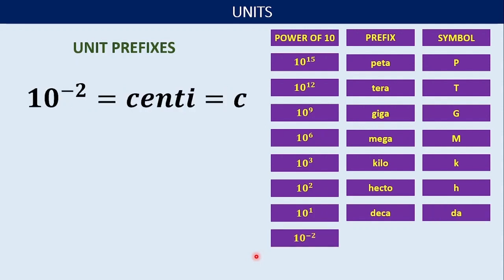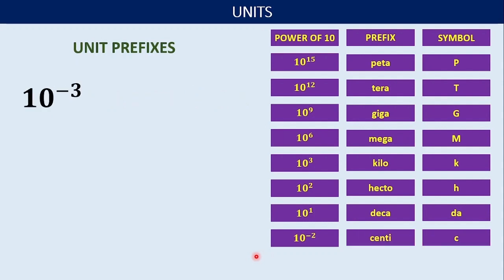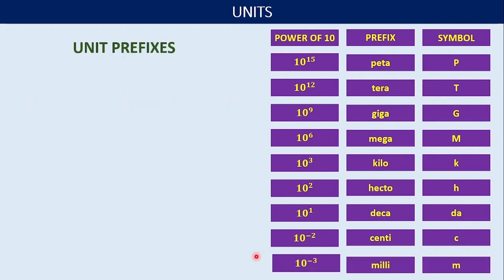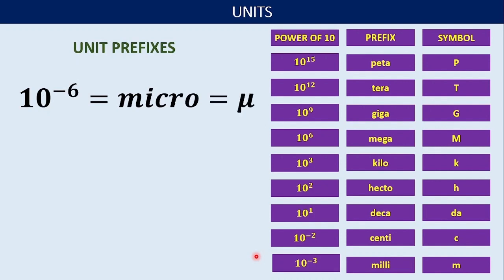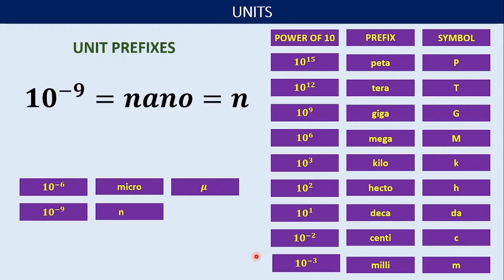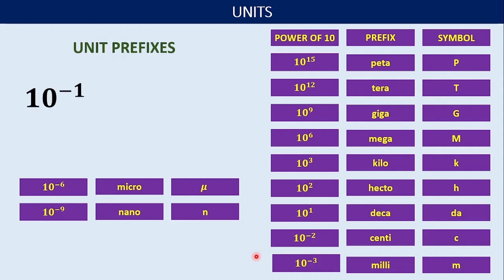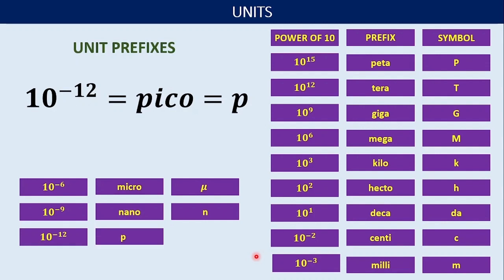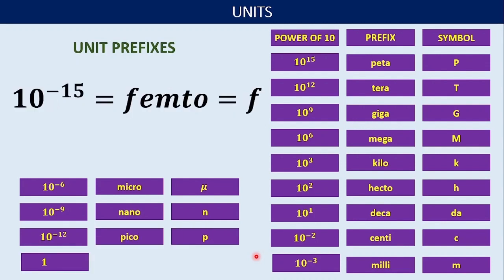10 power minus 2 equals centi equals c. 10 power minus 3 equals milli equals m. 10 power minus 6 equals micro equals mu. 10 power minus 9 equals nano equals n. 10 power minus 12 equals pico equals p. 10 power minus 15 equals femto equals f.